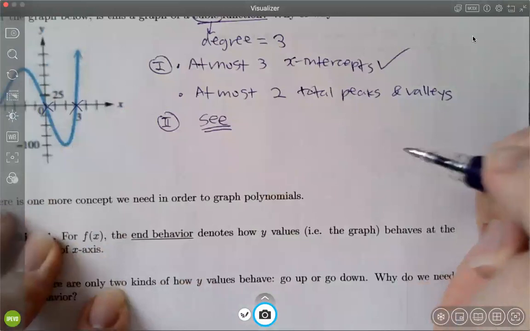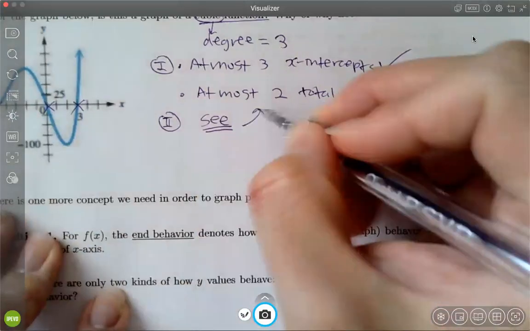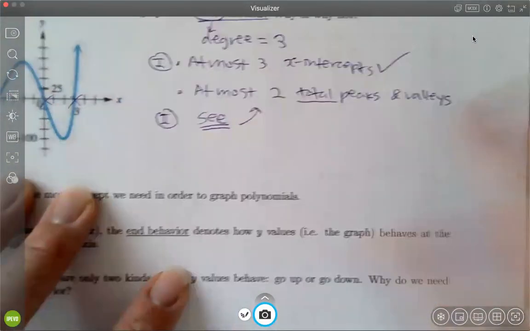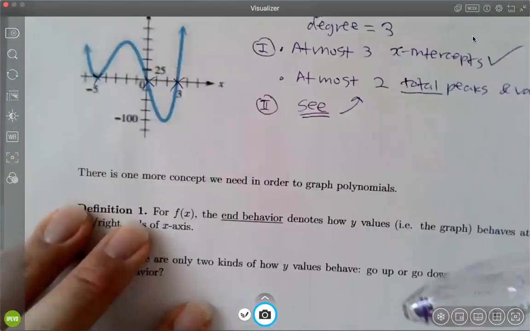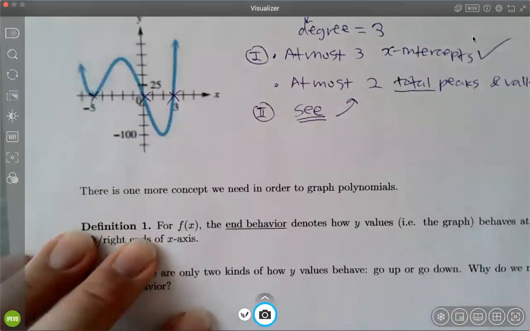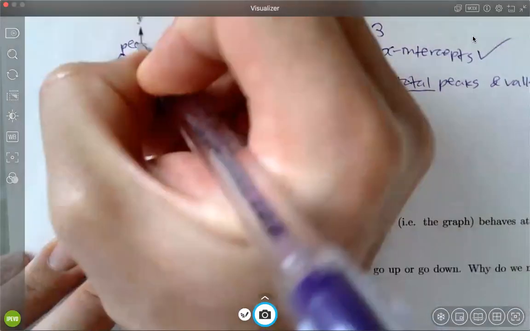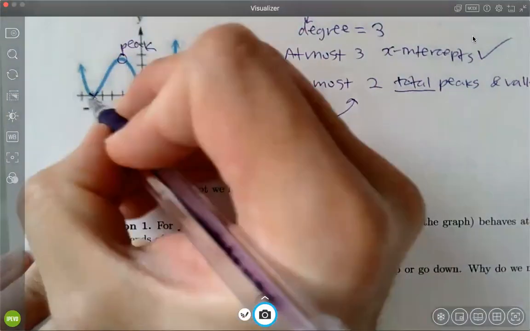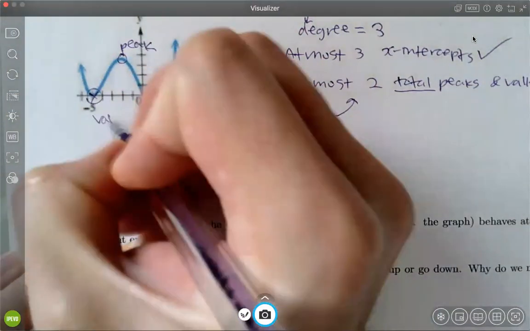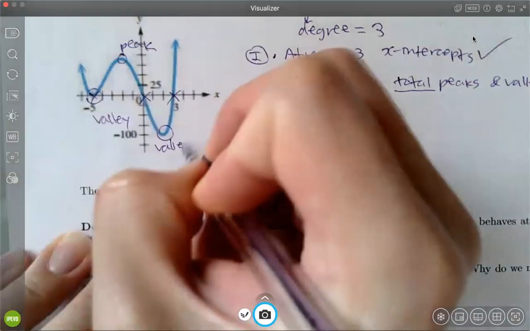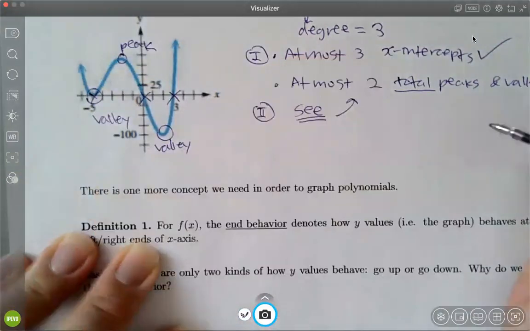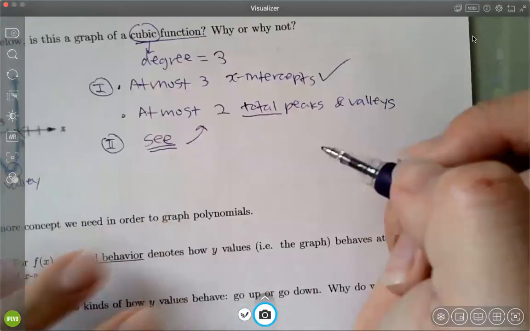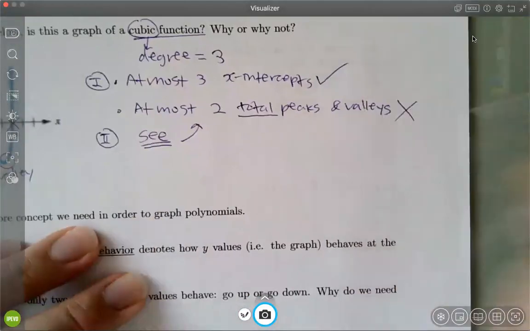Now, does it have at most 2 total peaks and valleys? Okay, so let's see. Where is the peak? Here's the peak, right? And where are the valleys? These are the valleys, right? So what does that mean? It has a total of 3 peaks and valleys. So this condition fails, right?